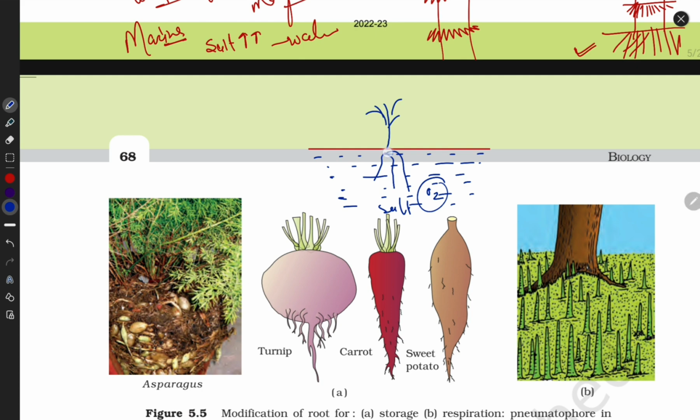So what do they do? They fold their roots in this manner, and now they can respire. They can take clean air from the surroundings. Water is absorbed in this manner. Okay, well and good, but they don't need only salt. They need oxygen also. So oxygen comes in here. These kinds of adaptations are performed by roots.